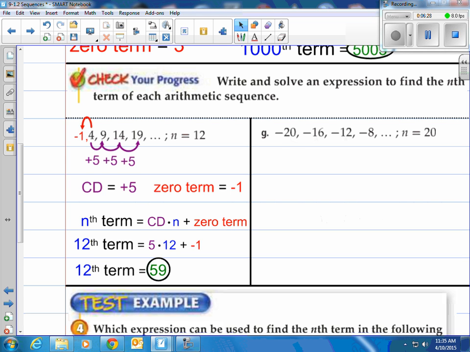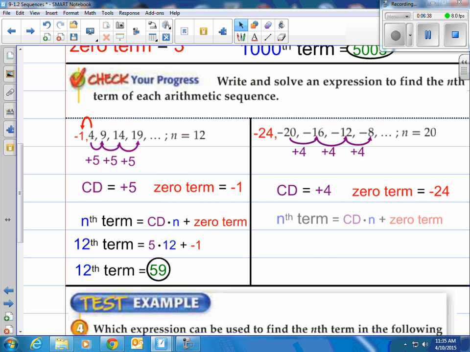All right, how about G over here? Well, I see a common difference of +4. Then I also see a 0 term of -24 if I go to the left. So I take the formula, plug the numbers in, and I've got 80 plus -24. When I do 4 times 20, that's 80. And that gets you 56. So the 20th term will be 56.